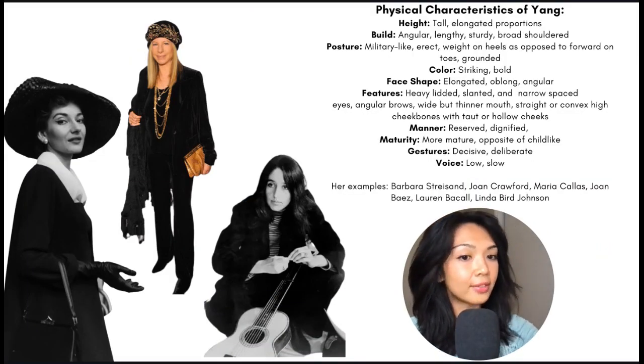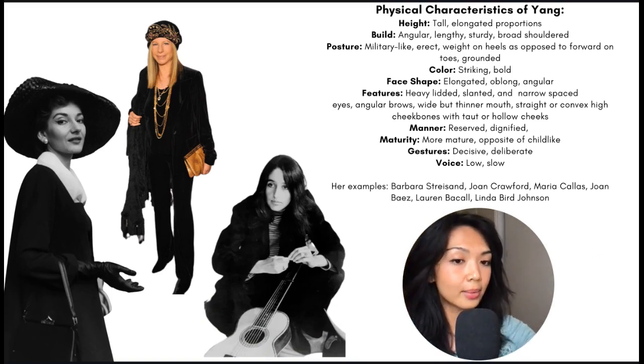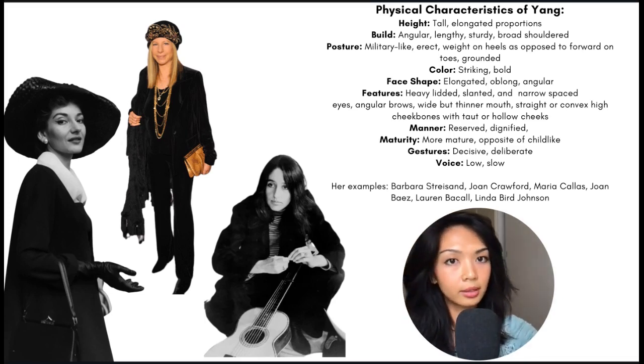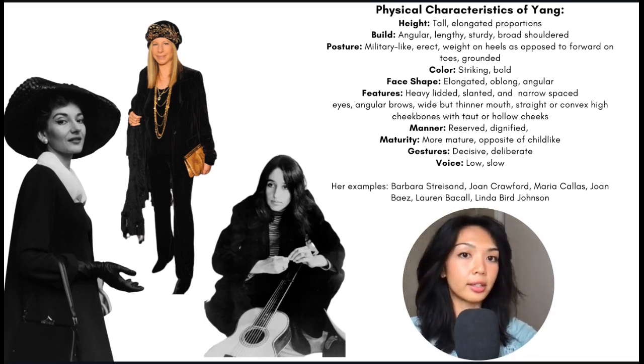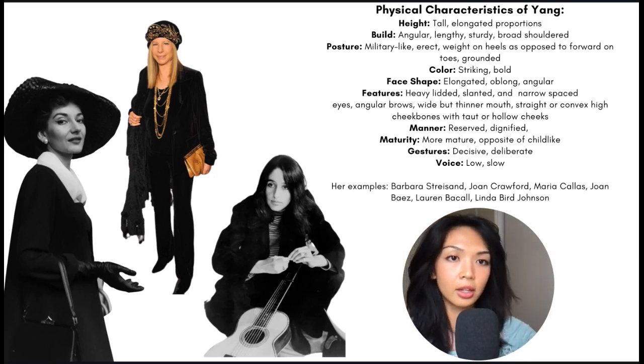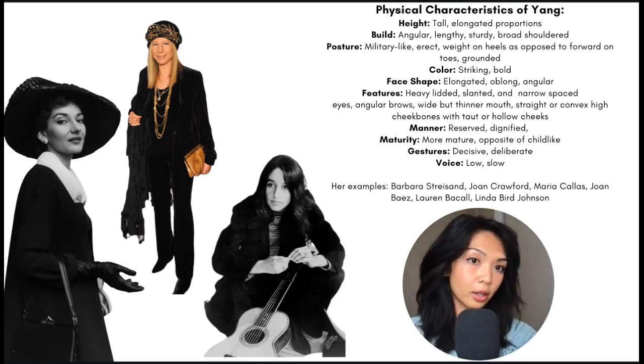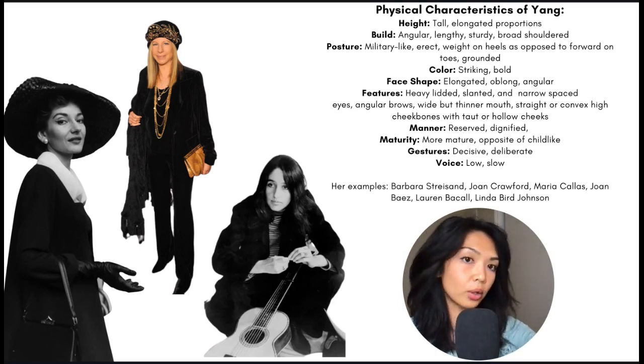Because we are looking at physical characteristics of humans and not objects or symbols, these are the traits that McJimsey described as being very yang. In terms of height, that's going to look like a tall or elongated proportioned silhouette. The build tends towards angularity, lengthiness, sturdiness with broad shoulders. The posture is erect, more military-like, weight back on the heels as opposed to forward on the toes. It feels a lot more grounded. Color is more striking or bold. The face shape tends toward elongation, oblong shapes, angularity.